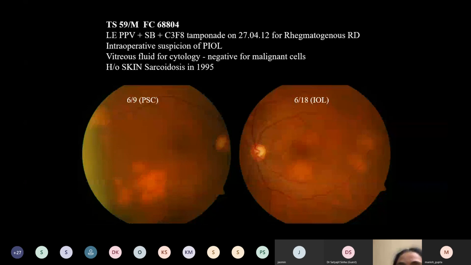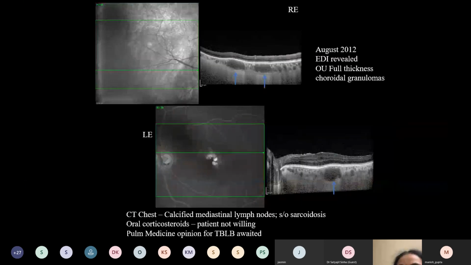And we do OCT in them, and we see these granulomas in the OCT. You can see these hyporeflective spaces in the choroid. These are nothing but granulomas.